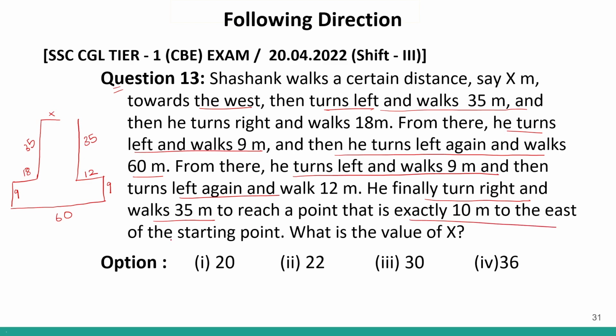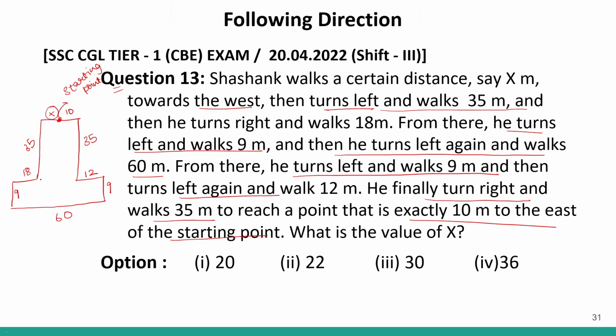to reach a point which is exactly 10 meter to the east of the starting point. So let's say this was the starting point. From here, this is 10 meter. The distance is 10 meter east to the starting point. And we have to find the value of x.